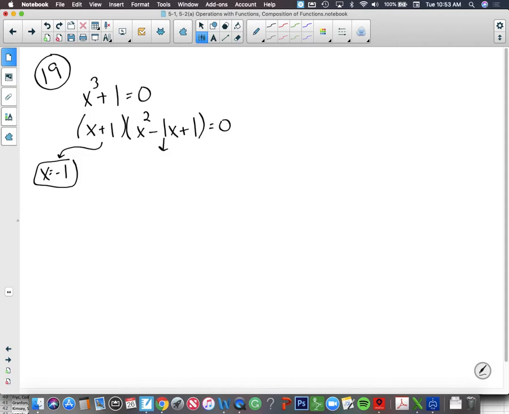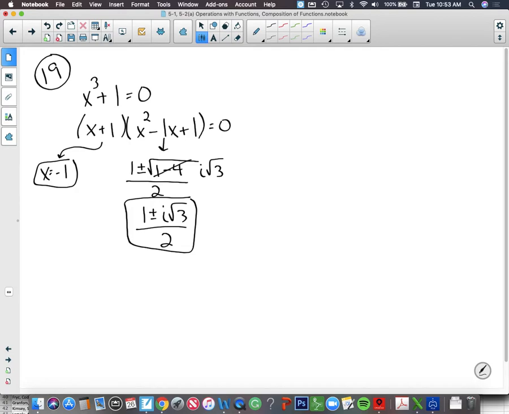This one, we got to do the quadratic formula. So negative b plus or minus square root b squared minus 4ac over 2a. And we get that. So this simplifies to i square root 3. So we'll have 1 plus or minus i square root 3 over 2.